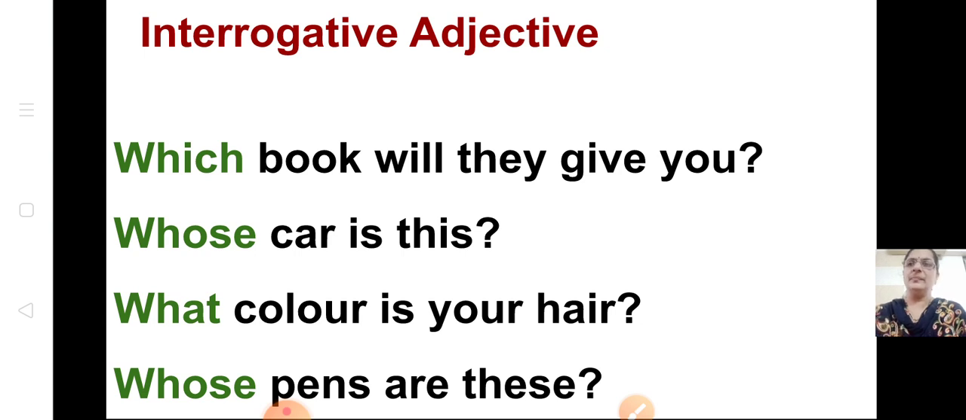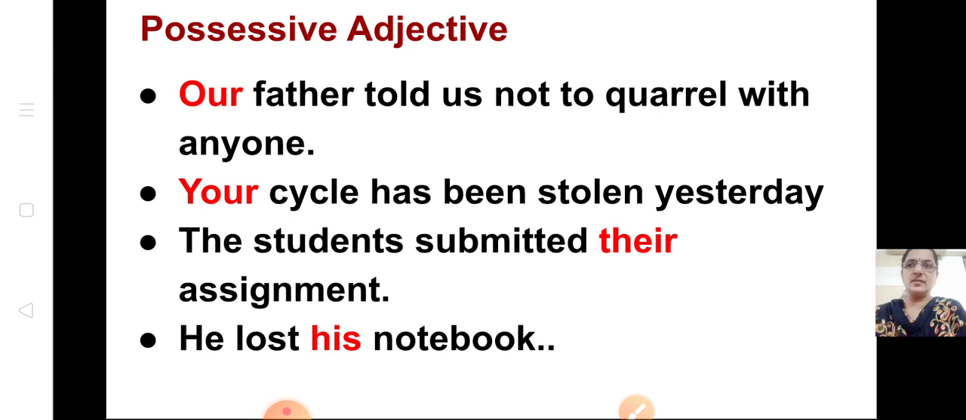Interrogative adjective: which book will you give? So which book? Book is a noun, isn't it? Whose car? Which color is your hair? Whose pens? So all these are interrogative, which will come with a question mark. Okay? Now let us see the possessive adjective.